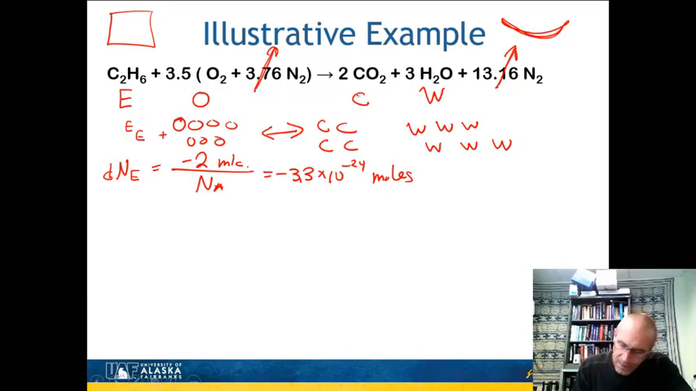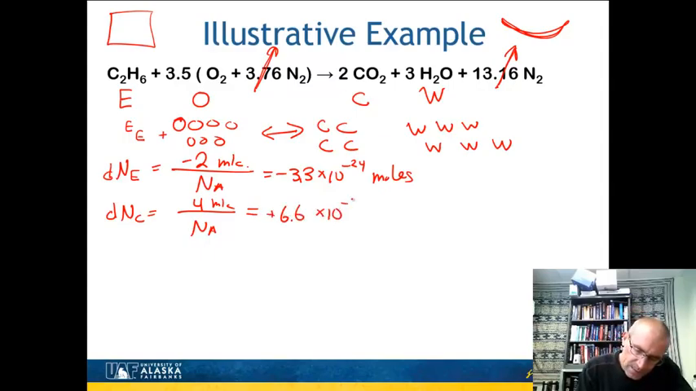For example, how many carbon dioxides do I have? So what is dN of the carbon dioxide? Well, that's going to be a positive value. It's going to end up being 4 molecules over Avogadro's number. That's going to give me a positive 6.6 times 10 to the minus 24 moles. And so I can determine all of my dN values. Remember, notice I'm just using my stoichiometric coefficients.